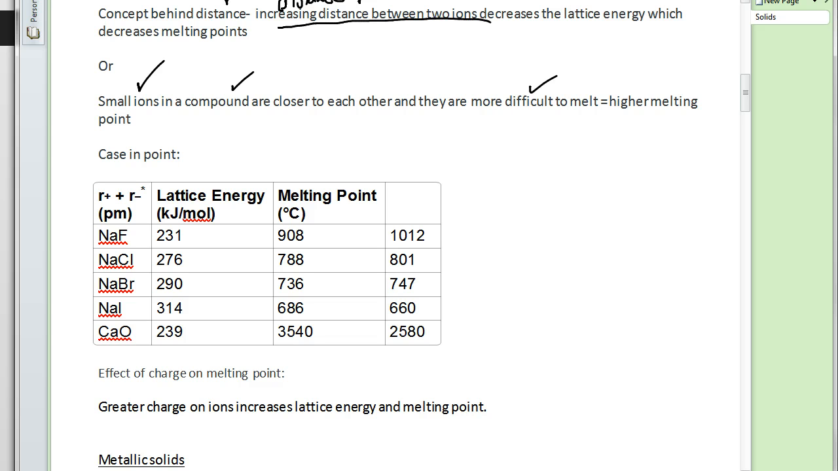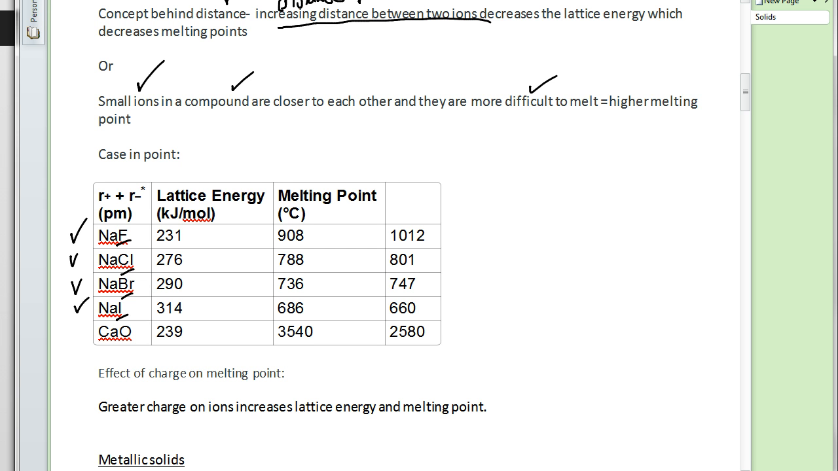So let's just take a look at these first four. We have sodium fluoride, sodium chloride, sodium bromide, sodium iodide. The only difference between these ionic compounds is our nonmetal. We have fluorine, chlorine, bromine, and iodine. And as you know, going down the halogen group, these guys are getting larger. So the distance between the nonmetal and the metal becomes greater and greater.